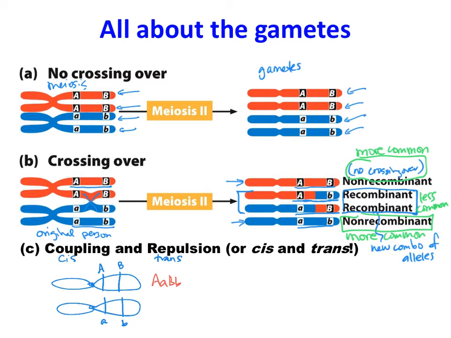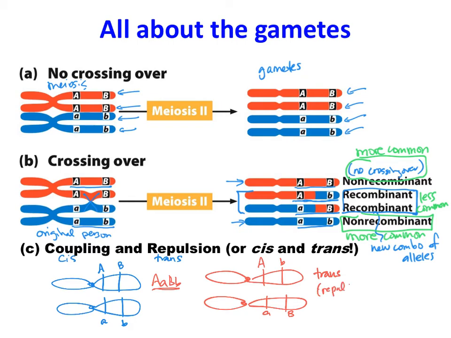But you can imagine you could still have this big A, little a, big B, little b genotype if your chromosomes look like this. Big A with little b and little a with big B. The difference between these two chromosomal arrangements is only how they're arranged. So on the right-hand side here, I would say that these chromosomes are in trans. That is, they're in repulsion. Whereas on the left, we have cis or coupling. And these terms mean the same thing, and I'll use them interchangeably.